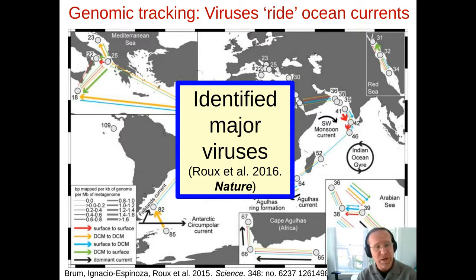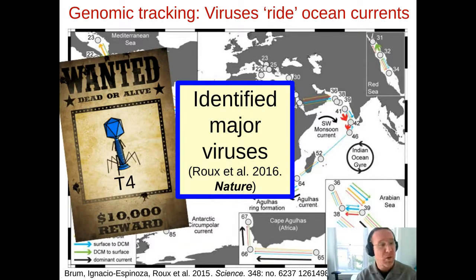Beyond genomic tracking, we can also just simply identify who the viruses are that are there. We've done that pretty extensively at this point. One of the most abundant viruses is a virus called T4. Many of you have probably heard of this virus because it's the basis of most of the molecular biology reagents that are used to do fundamental laboratory experimental manipulations.